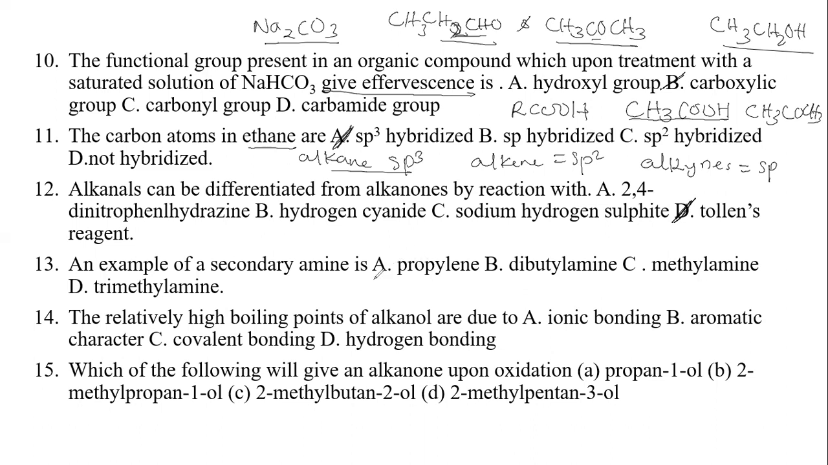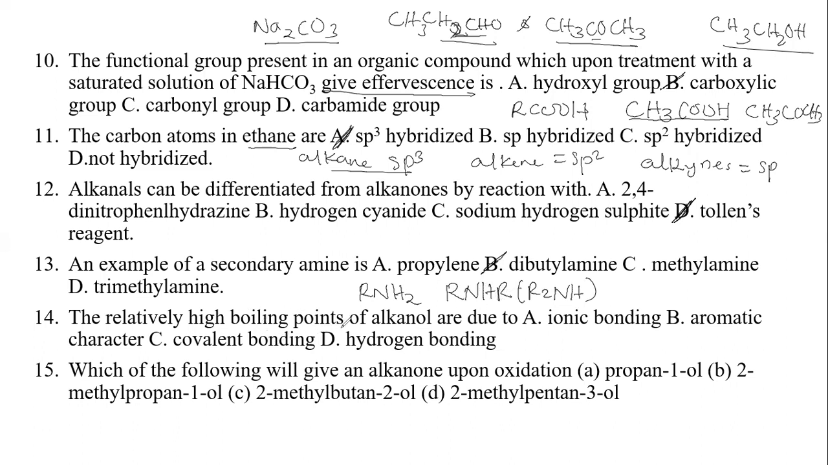Question number 13, an example of secondary amine. Amine, this is primary amine. This is secondary amine. Or you can write it like this, R2NH. This is secondary amine. So an example of secondary amine is going to be dibutylamine. Methylamine is primary, trimethylamine is tertiary. So option B is the correct answer.